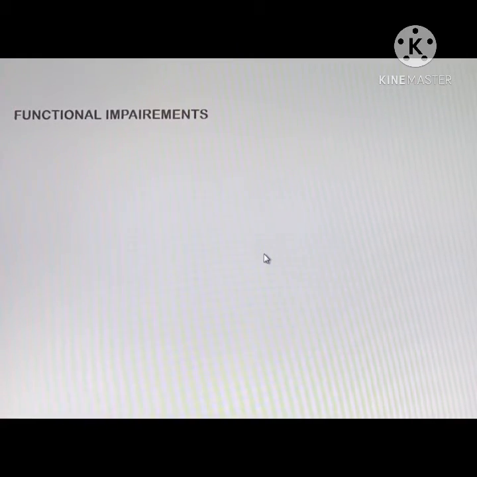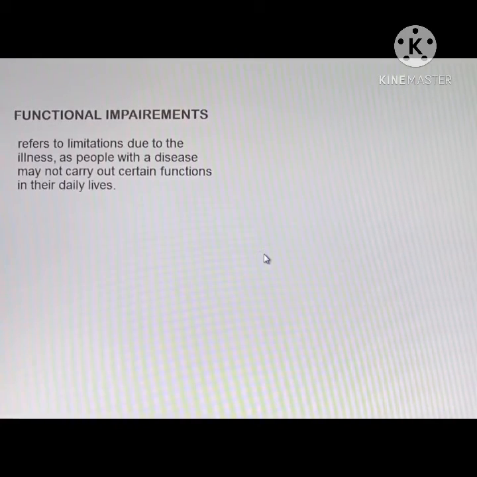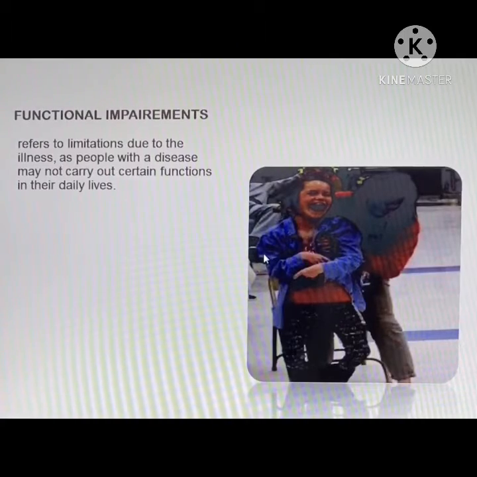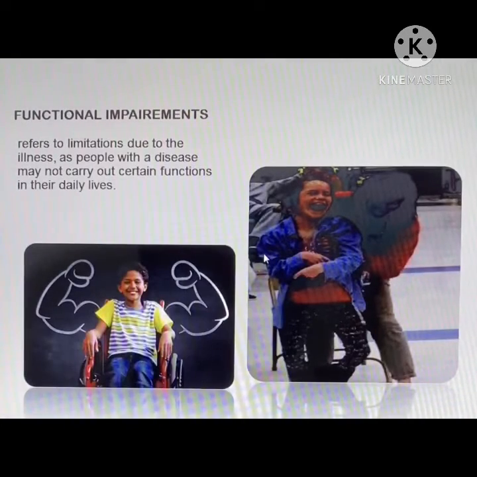Next is functional impairments. Refers to limitation due to the illness of people with a disease who may not carry out certain functions in their daily lives. Include the complete or partial loss of function of a body part. Examples of these include pain that doesn't go away or joints that no longer move easily.